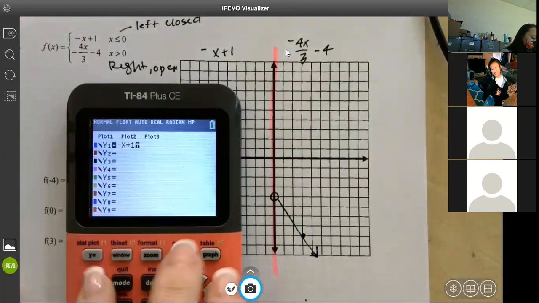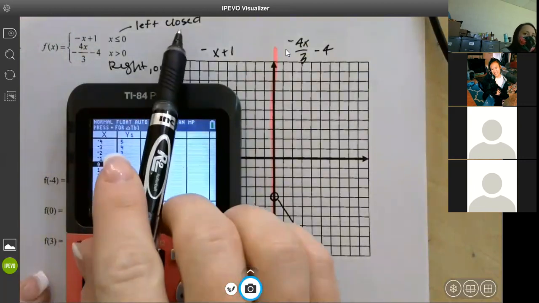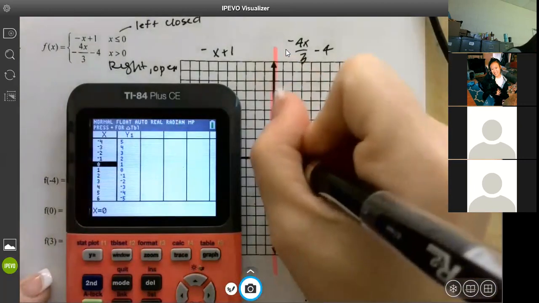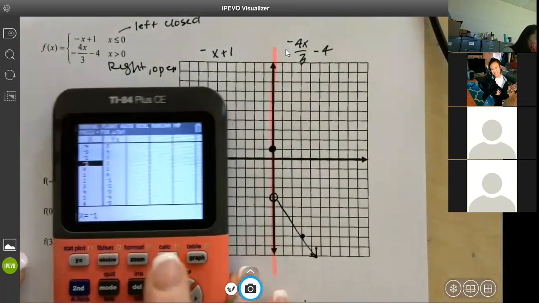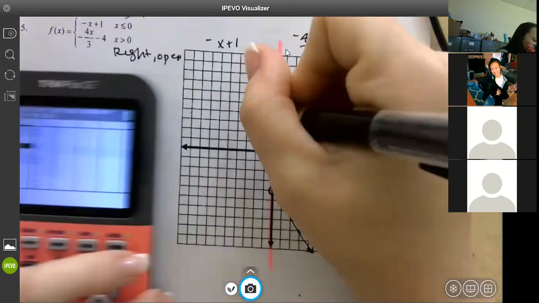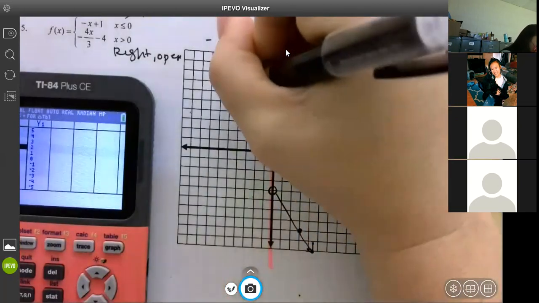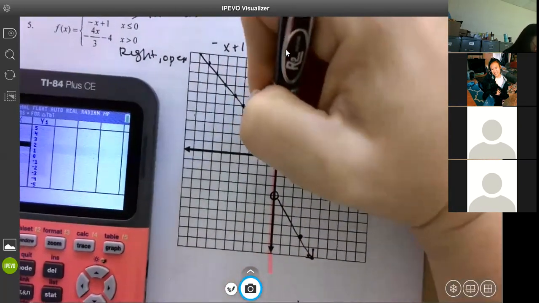Go to your next one, -x plus 1. My boundary line is 0, so my coordinate is 0, 1, and it says it's closed. And then we're going to the left, so -1, 2, and you can see it's going up 1 over 1. And again, I like to graph all the way across just for my domain and range.